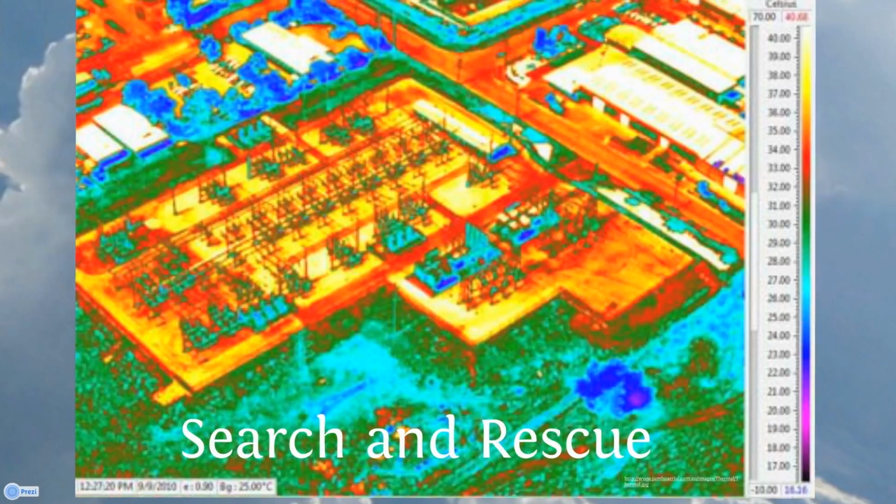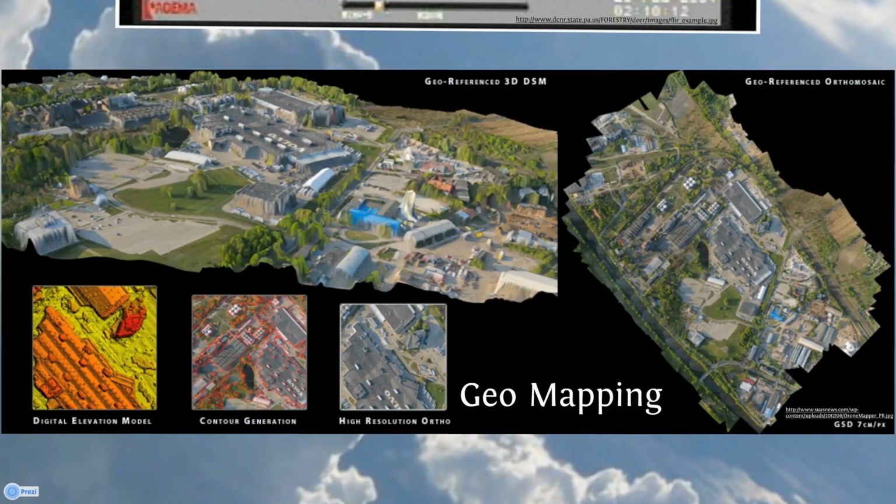A huge application is geomapping. Right now, geomapping people use normal planes to fly up in the sky, take pictures of what's happening on the land below them, and then transfer those into 3D maps. But with UAVs, these companies are easily able to deploy a UAV at any time, to the company's convenience.